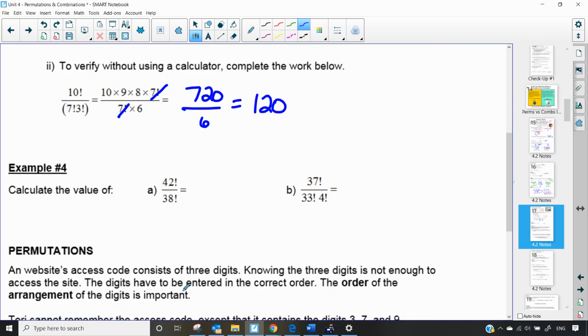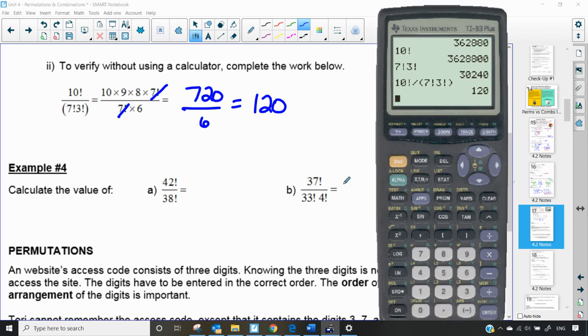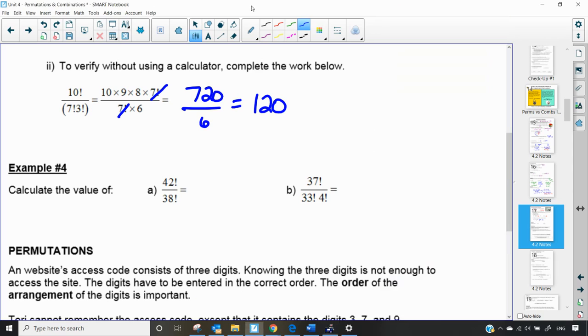All right, I want you to try to calculate the next two on your calculator. So pause the video, try them, plug them in, and you should get, I'll just write them down here. If you do them correctly, you should get 2,686,320. And 37 factorial divided by 33 factorial times 4 factorial, again, remember your brackets, should be 66,045.